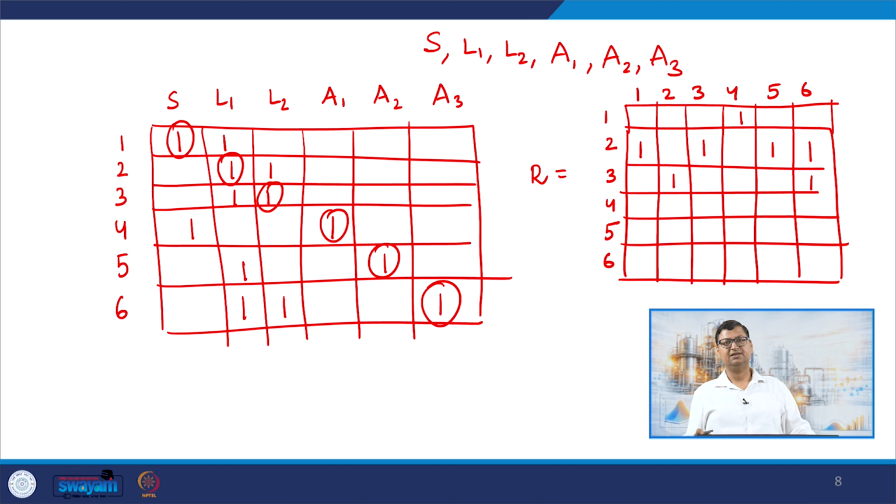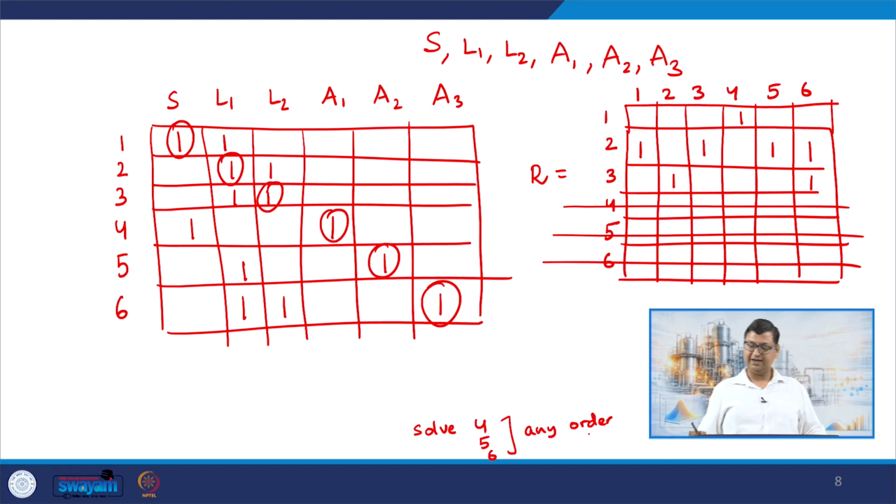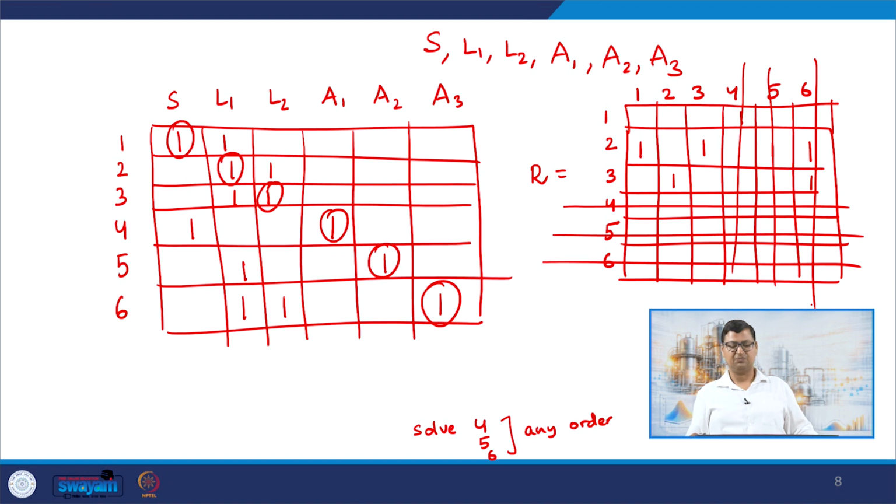And we see that in the R matrix, there are no columns containing all zeros. So the next step is to identify the rows containing all zeros, right? And in this case, row 4, row 5, and row 6 contain all zeros. So we can solve them at the end. Solve 4, solve 5, solve 6 in any order. And then we can get rid of the rows and columns containing the 4, 5, 6 vertices.